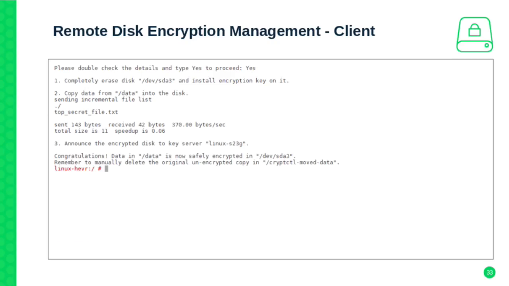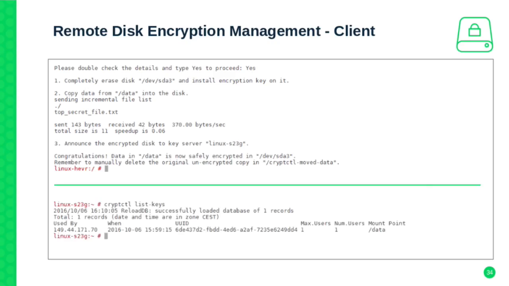On the key server itself, you will see it like this. Now I'm back on the key server. With cryptctl list-keys, I will see that for this certain IP address, at that point in time, there's a UUID. It has a configured max users of 1, so 1 VM is connected, and the mount point is /data. There are many more configuration possibilities available with cryptctl --help or man cryptctl. You see many of those features.